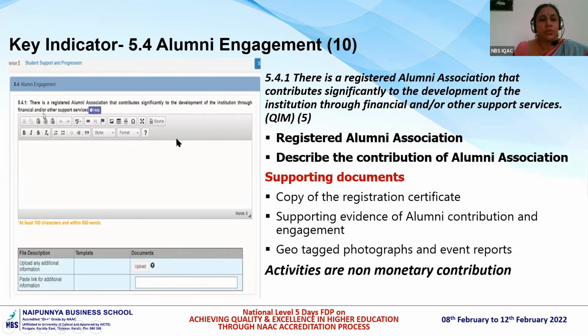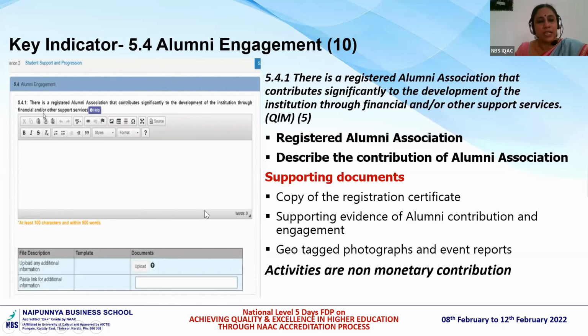Now moving on to the final key indicator in criteria 5, that is 5.4, which basically focuses on alumni engagement. And this has got 10 points. In that, the sub-criteria 1 is 5.4.1. There is a registered alumni association that contributes significantly to the development of the institution through financial or other support services. This is a qualitative metric, and it has got 5 marks.